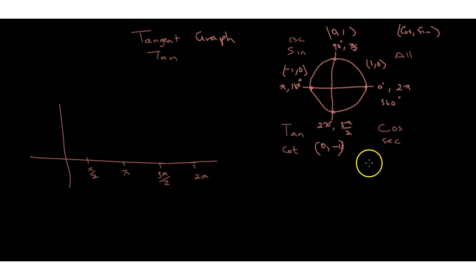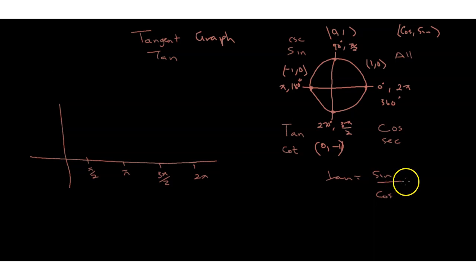So remember that tan is your sine of the angle divided by the cosine of that angle. So we have to remember that anytime in any of these points where sine is 1 and cosine is 0, we're going to have an asymptote. An asymptote means that the function is undefined at that point.